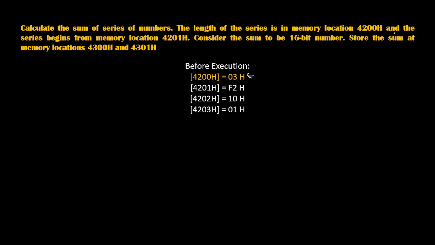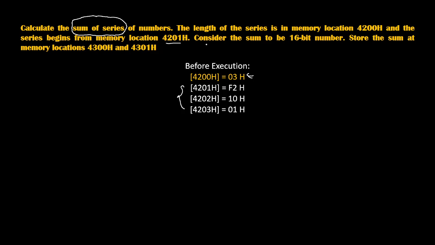And further, the program says that the series begins from memory location 4201H. So our actual series starts from 4201H. And since the length was 3, we will check 3 consecutive memory locations: 4201, 4202 and 4203. And we need to perform the sum of this series. So in this series, 3 memory locations are there and we need to perform addition of those 3 memory locations.